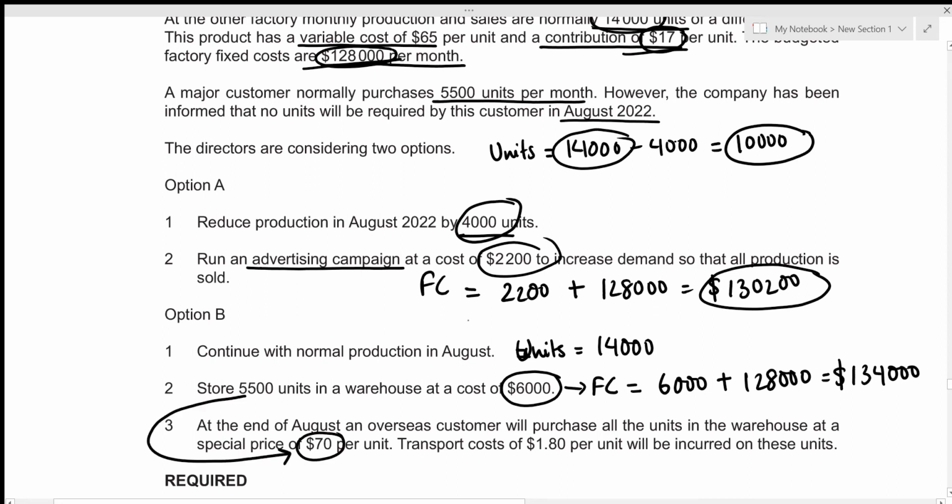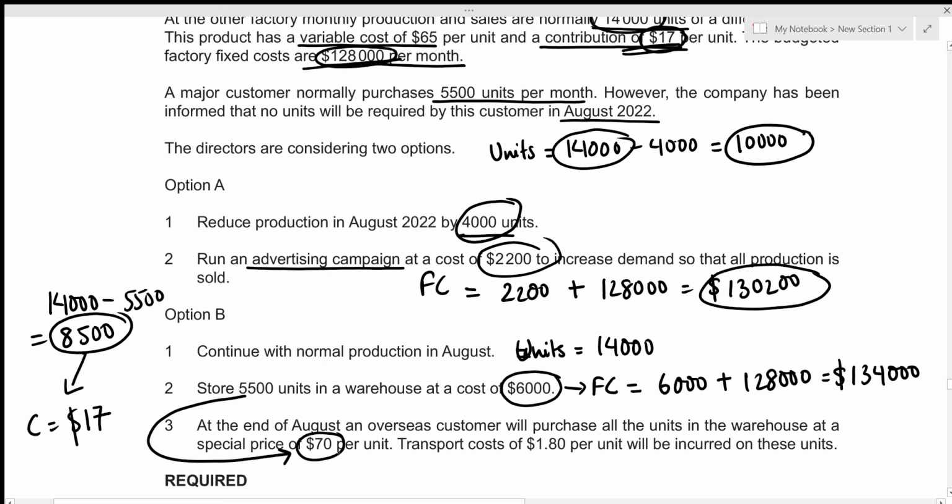We have the total units of 14,000, right? Out of 14,000, 5,500 units are sold at the price of 70, meaning that the remaining units will be sold at the contribution given above, which was 17 per unit. So let's subtract the 5,500 units. That gives our remaining units to be 8,500. For these 8,500 units, nothing is changing, so the contribution per unit is going to remain 17. Then transportation cost of 1.80 per unit will be incurred on these units.